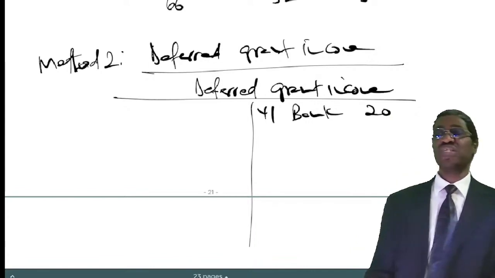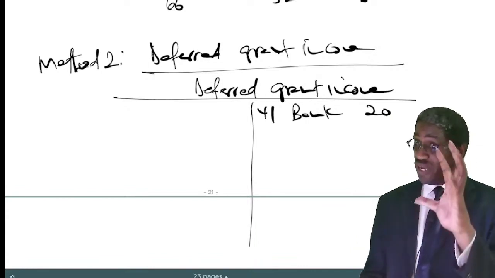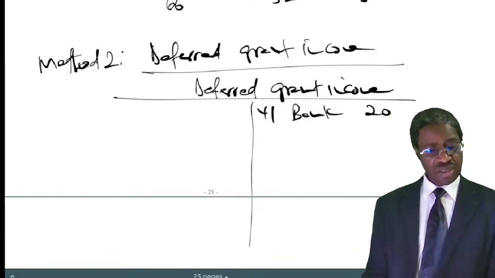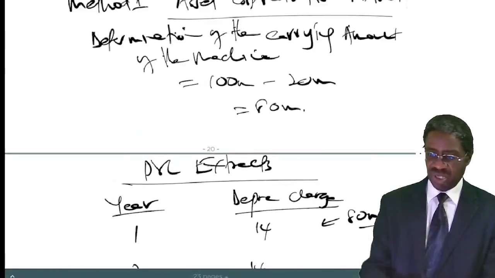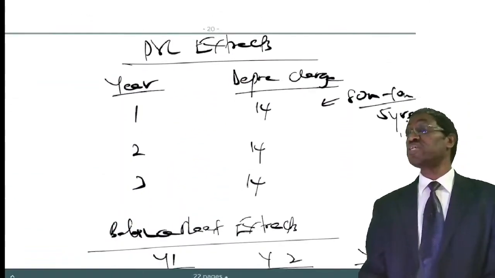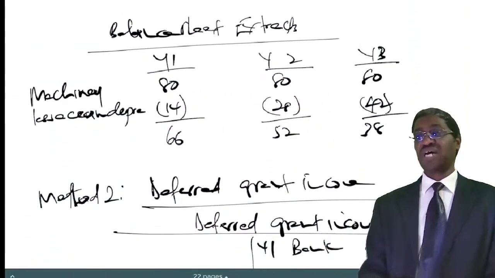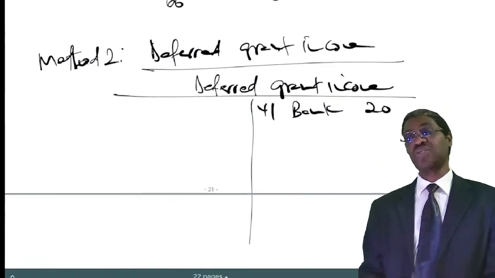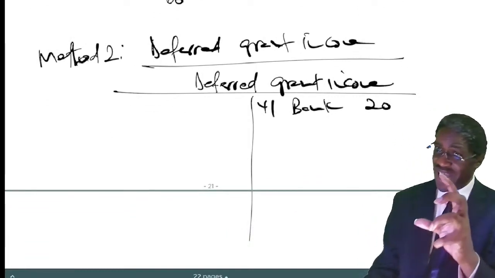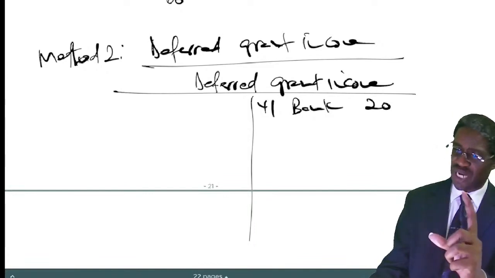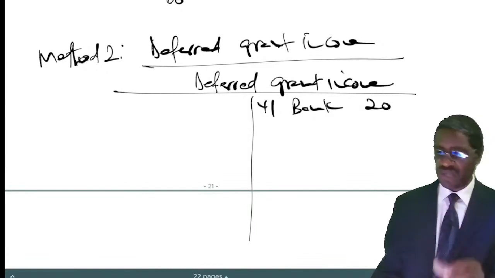This time you don't net it against the cost. The cost remains 100 million. Is it 100? Yes, the cost was still 100. I think so. Let me confirm. Yes, cost will still remain 100. But now we are considering this 20 million as a deferred income. We are saying you recognize it as an income in the P&L account over its useful life.